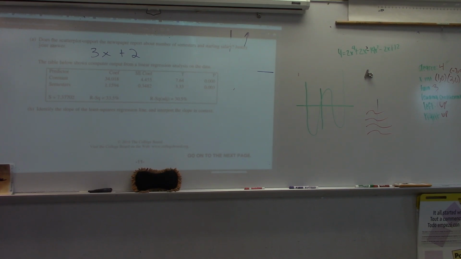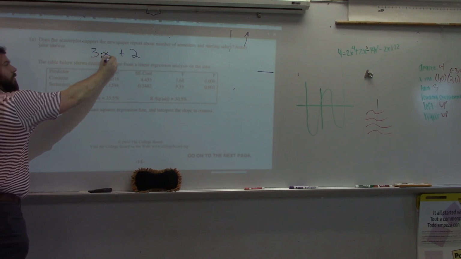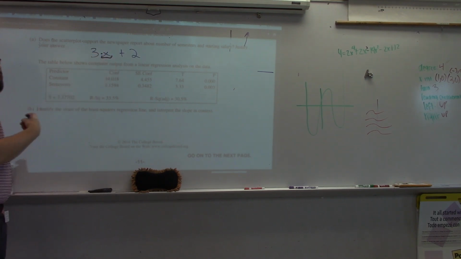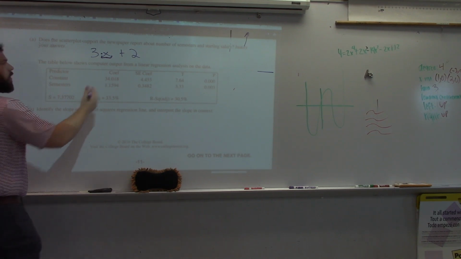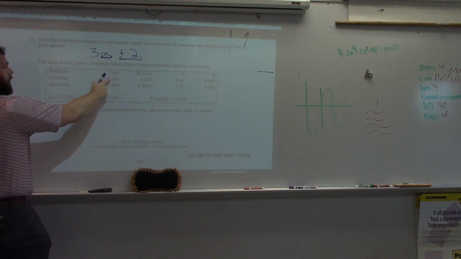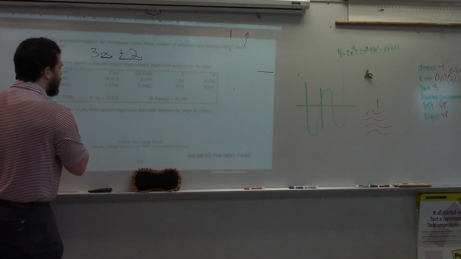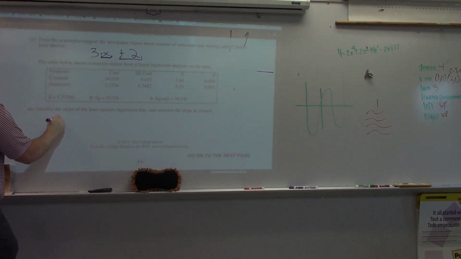Not the x, that's a variable. 3. So a coefficient, right? What do we mean by that? A number being multiplied by a variable. A coefficient is just a number being multiplied by a variable, right? And so what do we call this 2 here? That is a constant, right? Which they call a coefficient of the constant. Okay? And so what would be my slope? What is the coefficient of a variable in this computer output?